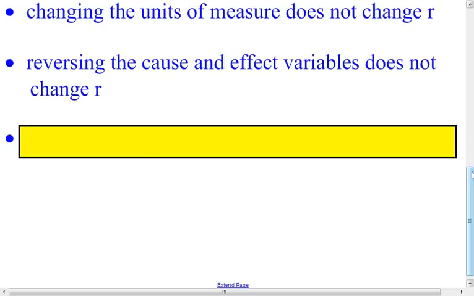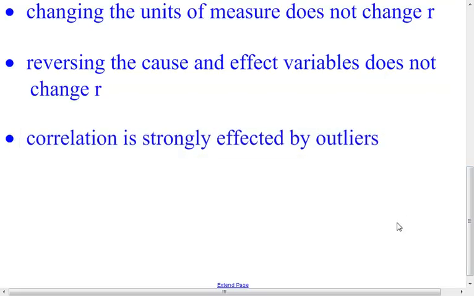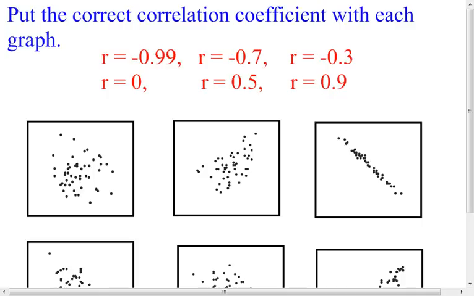If I graph, for instance, the apple's weight on the x-axis and the diameter on the y-axis versus the other way around, the diameter on the x and the weight on the y, again, the relationship between the two variables is still the same, and it's not going to change my correlation coefficient, or my R value. But correlation coefficients are definitely very strongly affected by outliers. If you've got an outlier, it's going to throw that correlation coefficient off for sure.